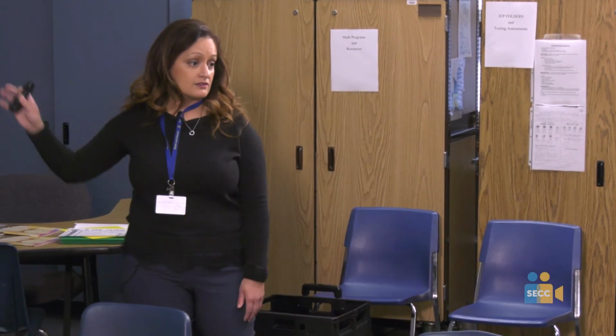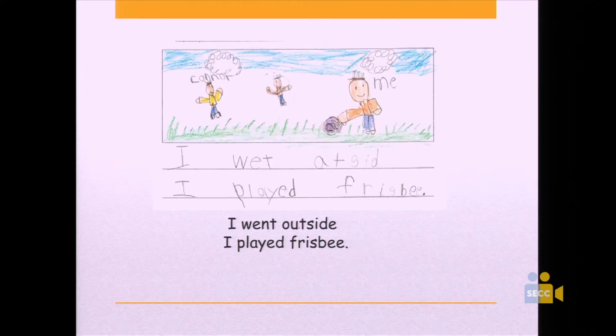Outside, I mean, they use the sounds that they know here. So yeah, this one I would just maybe actually talk more about, well, what else did you do? Because it looks like they're writing. So I would say, like, who did you play Frisbee with? Oh, I played with Connor. So maybe they could even add more to their writing here, okay?